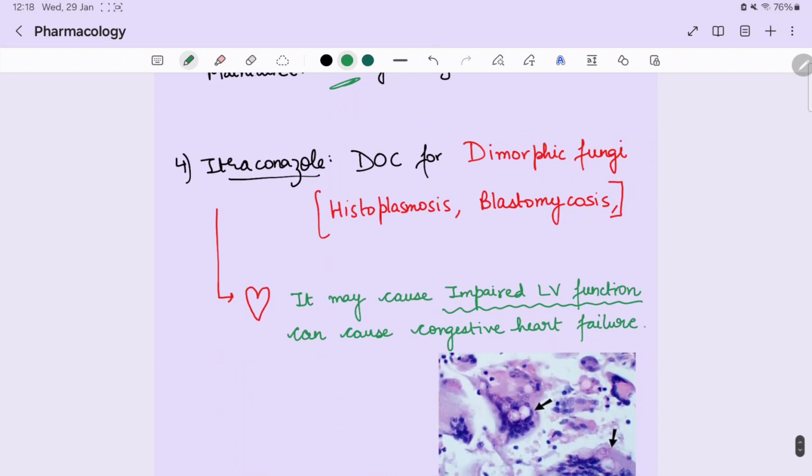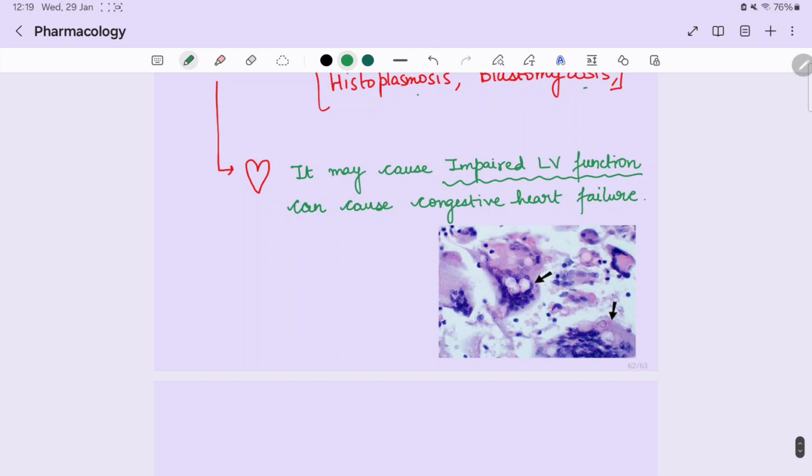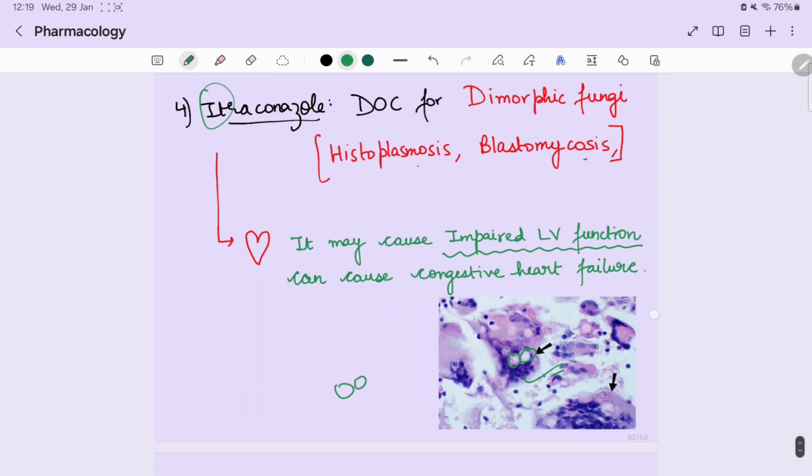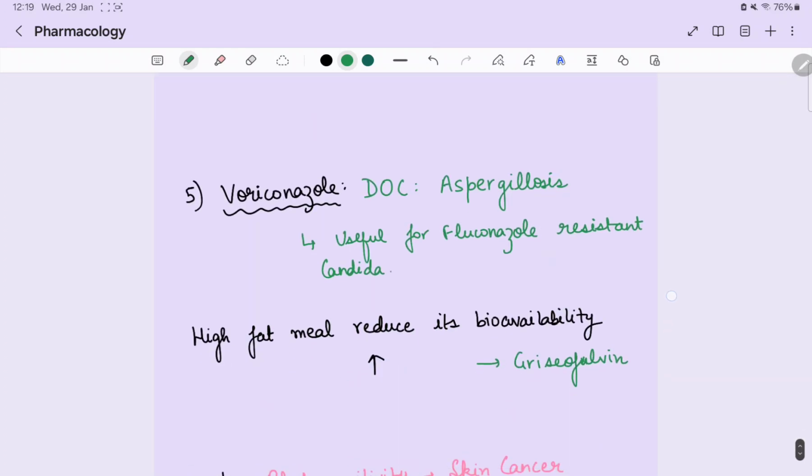Itraconazole. It is a drug of choice for dimorphic fungi, that is histoplasmosis, blastomycosis. And you can learn like this: this drug will break your heart. So it can cause impaired LV dysfunction, and it should not be used in patients who have congestive heart failure. Now what is this picture? It is showing broad based budding. So this is blastomycosis. Just wanted to include this picture also.